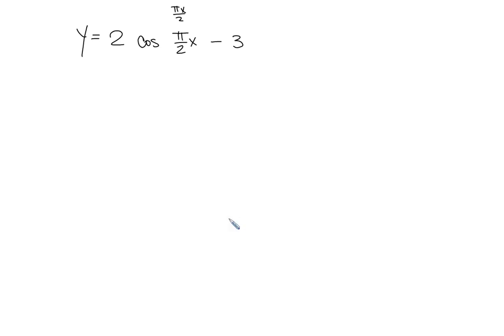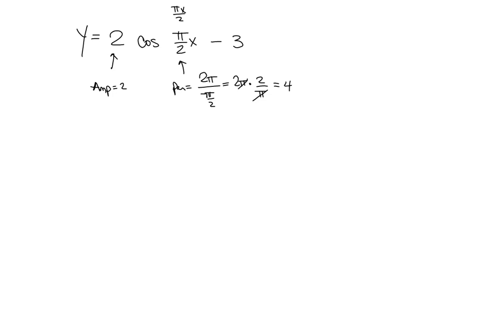Again, we want to identify our transformations before we start. This is going to change our amplitude to 2. This is going to change our period. Our new period is going to be equal to the old period, 2 pi, divided by b, pi over 2. But we don't divide by fractions. We multiply by the reciprocal. So that's 2 pi times 2 over pi. Notice the pi's cancel, and we get a number with no pi's on it.